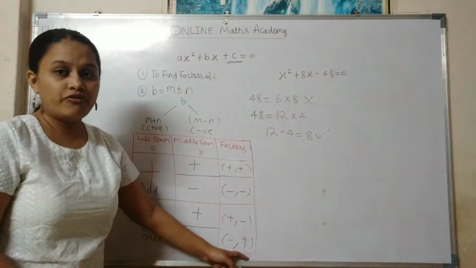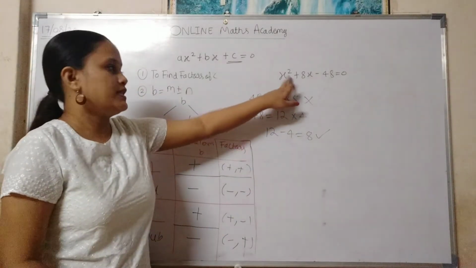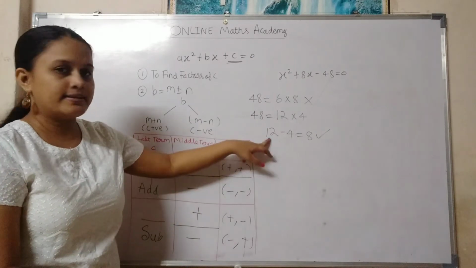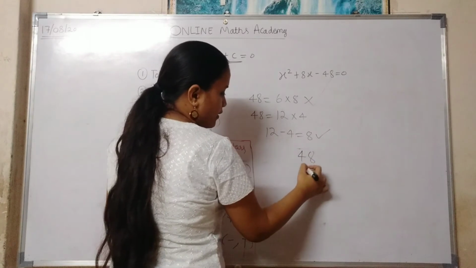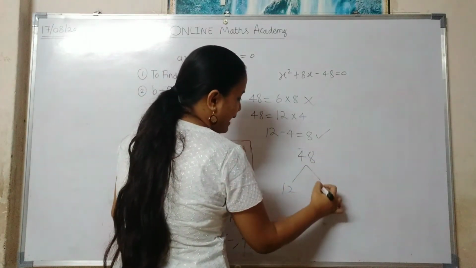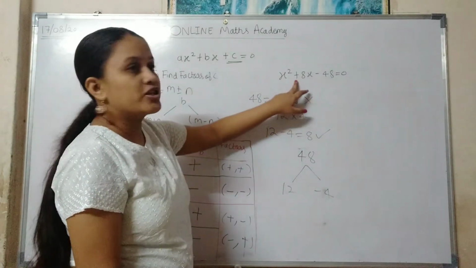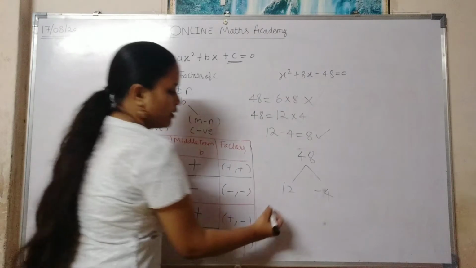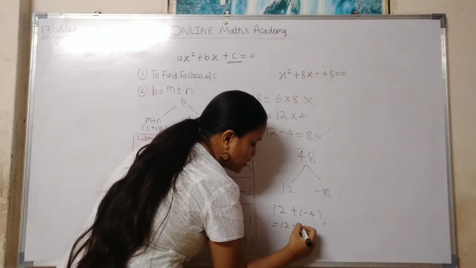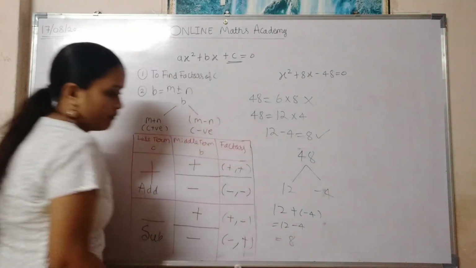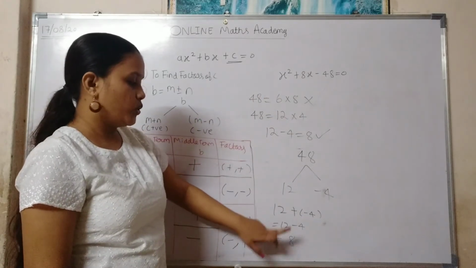Now the signs of the factors. As I said, when last term is minus, here middle term is plus. So our bigger number, that is 12, will be plus. So factors of 48 will be plus 12 and minus 4. Why so? Since we need the subtraction to be plus 8. So 12 plus minus 4 will be 12 minus 4, that will be 8. We needed plus 8, so we took 12 as plus.